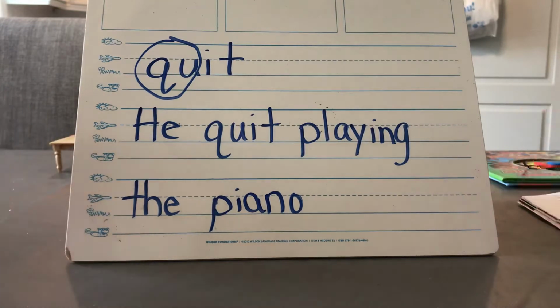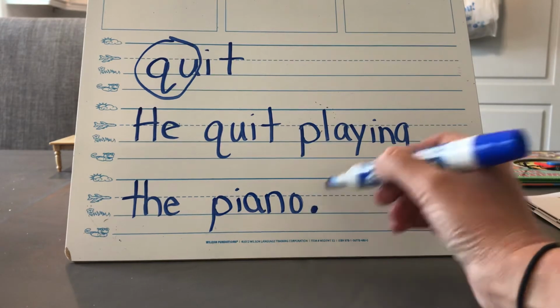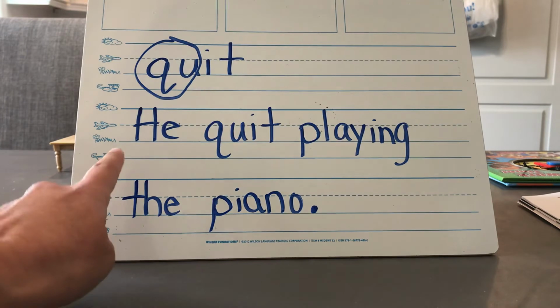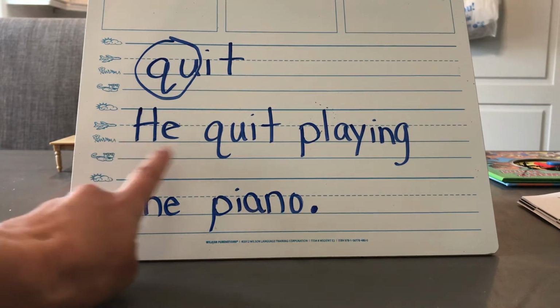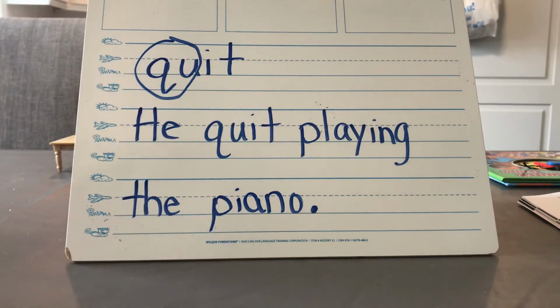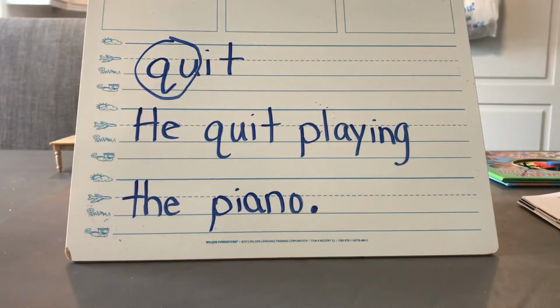Now, am I done writing my sentence? No. If you told me no, you're not done. You were correct. I need to add a period. So now we can read it. He quit playing the piano. So now we have our word quit. We have circled the QU, and we made a sentence for the word quit. So we can remember this word.